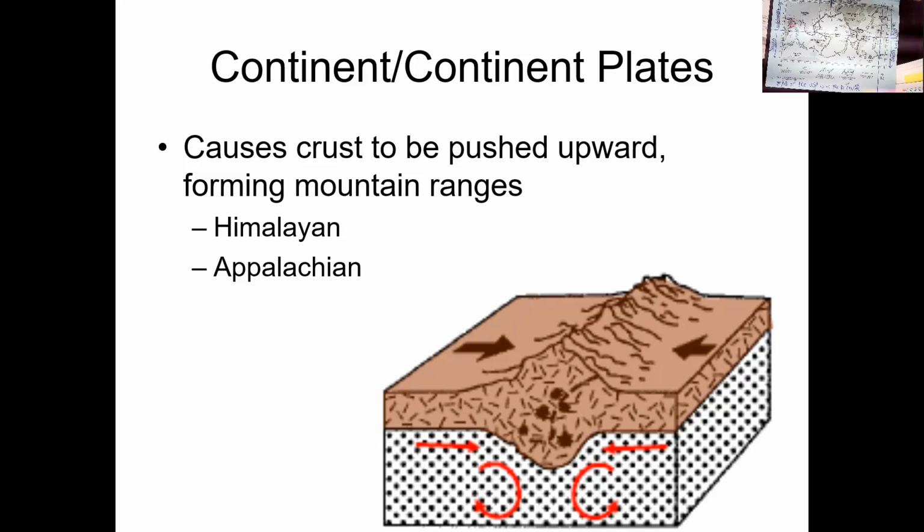This is what's happening in the Himalayan mountains where India is slamming into Asia. So India is a continental crust. Asia is a continental crust. When they come together, both plates end up pushing upward and they make these giant mountain ranges. The Appalachian Mountains are also caused by when two continents came together.